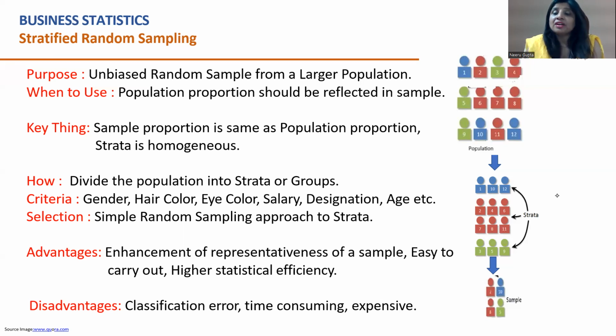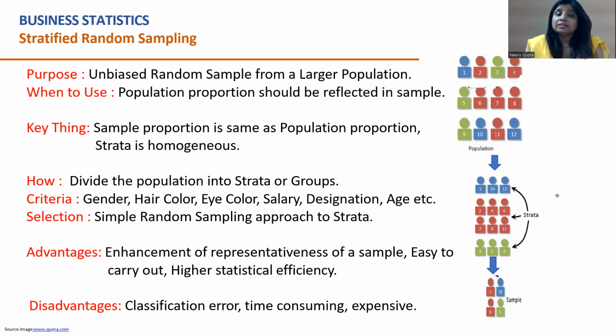And how will we do this kind of sampling? Divide the population into strata, or we can say groups. And what is the criteria for dividing into strata or groups? Gender, hair color, eye color, salary, designation, age. There are so many characteristics. On this basis, we divide into groups. And then apply simple random sampling to the strata.